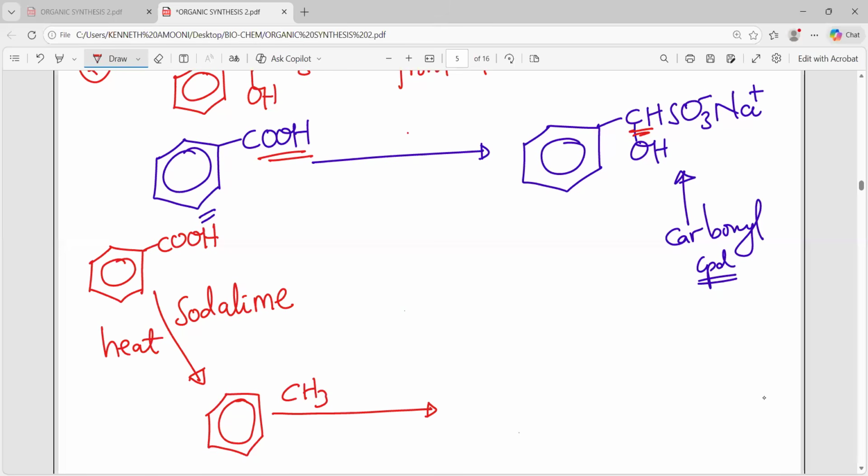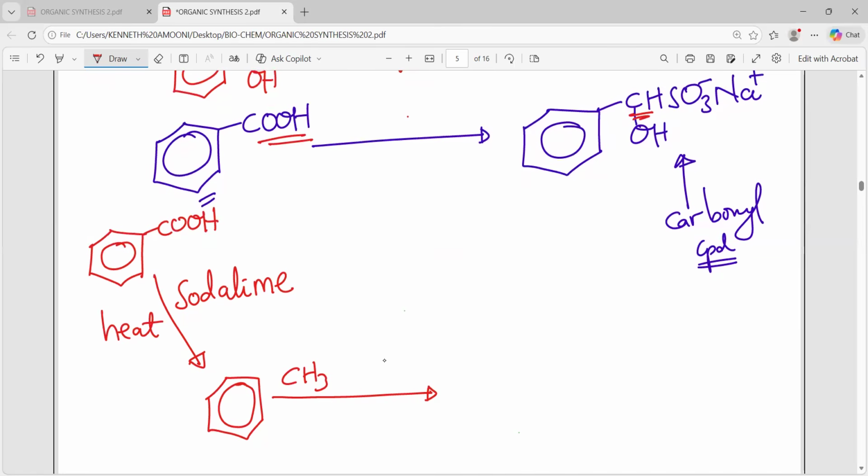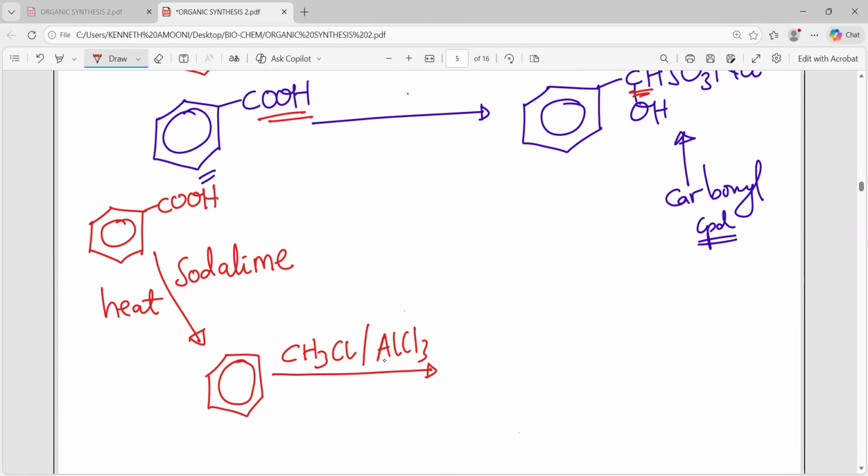So in this case, the first thing you can do is that you can form also methyl benzene. Methyl benzene can lead us to form benzaldehyde. So you can do that in the presence of a halogen carrier, then you form methyl benzene.